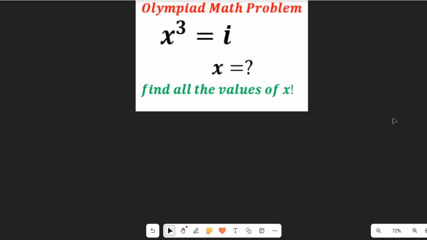You sabi solve this Olympiad maths problem. We get x to the power of 3 equal to i, wey be complex sign. Dey say make we find the value of x, all the values of x. So how we go take solve this question? Make you join me as we go see how we go solve this question.